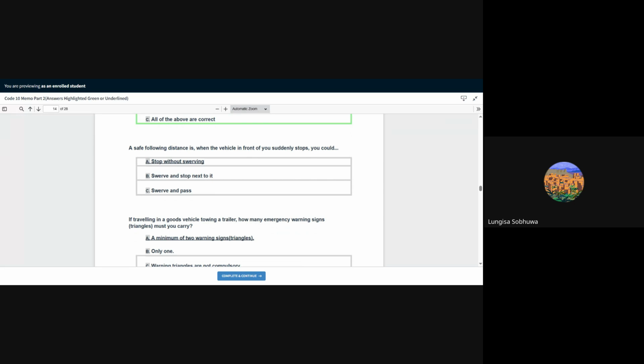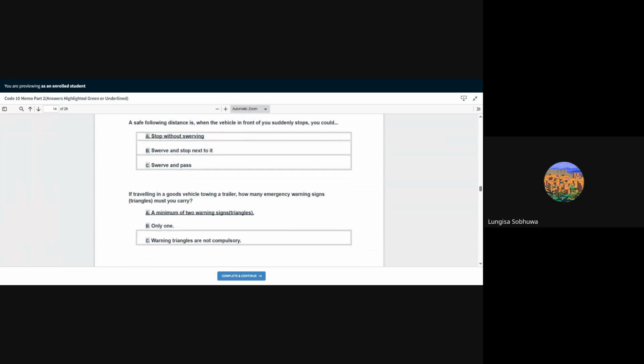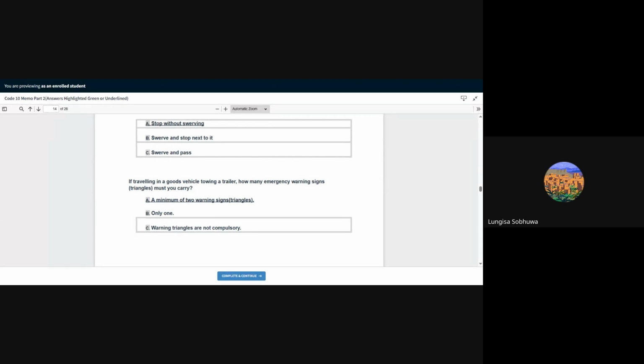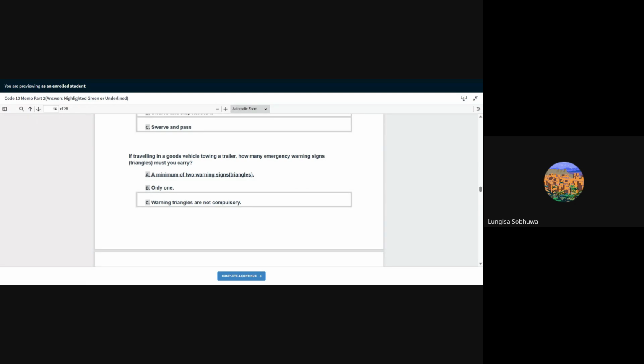And then a safe following distance is when the vehicle in front of you suddenly stops, you could A, stop without swerving. That's the answer. And then if traveling in a goods vehicle towing a trailer, how many emergency warning signs or triangles must you carry? So the answer there is a minimum of 2 warning signs or triangles.